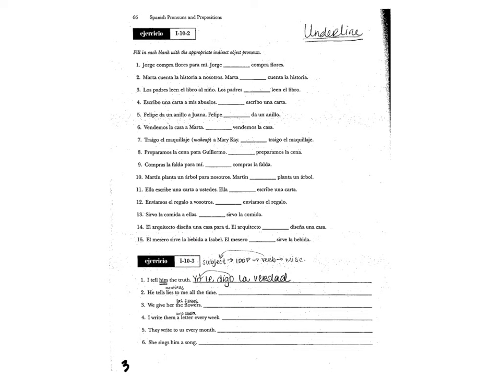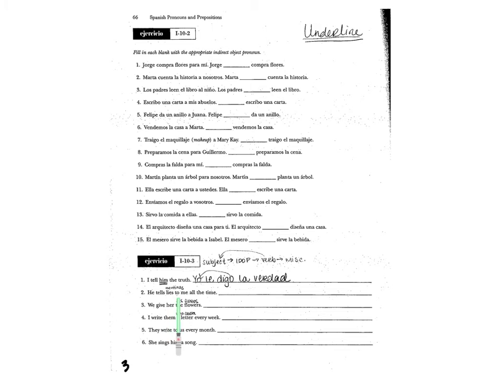For exercise I-10-3, I wrote your flow chart here for you. It's easier to write your sentences when you can lean on a flow chart. So first we're going to put our subject, which is I, yo. Then we're going to put our IDOP, which is him, le. We are conjugating our verb for our subject always. We never conjugate it for the IDOP or the DOP. So we've got subject, IDOP, verb from I tell, digo, and then la verdad is the truth. Yo le digo la verdad.